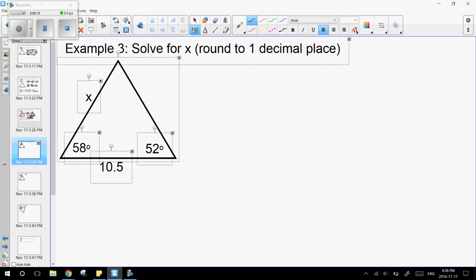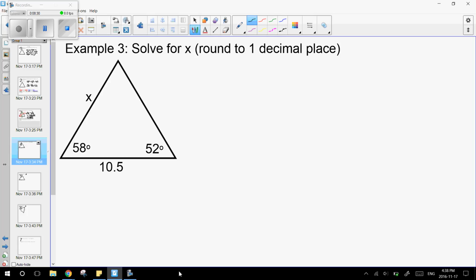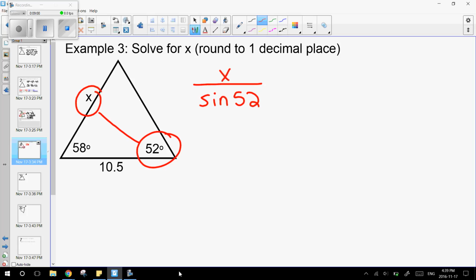Our next example here, example number 3. Again, we're asked to solve for x. And again, we're asked to round to 1 decimal place. So the first thing, identify your opposite pairs. So the first one, we have our x, that's what we're asked to solve for. We look across from it, we do have our angle at 52, so we can write our first ratio, our first pair, x divided by sine at our angle, which is sine 52.